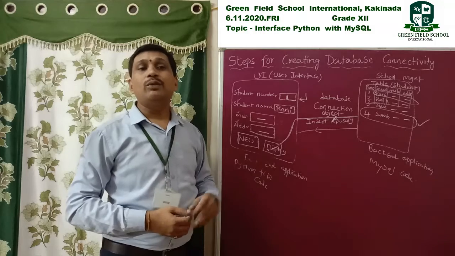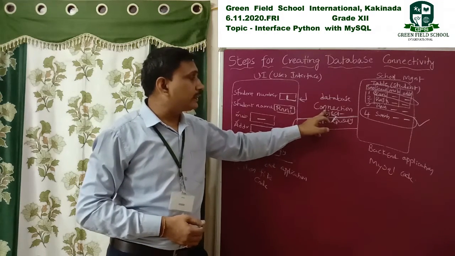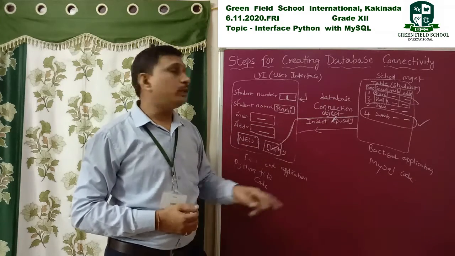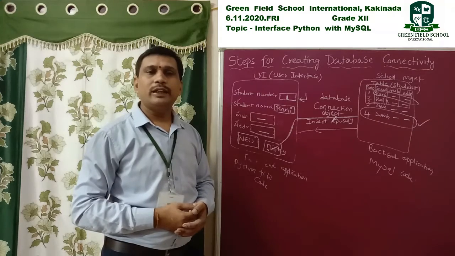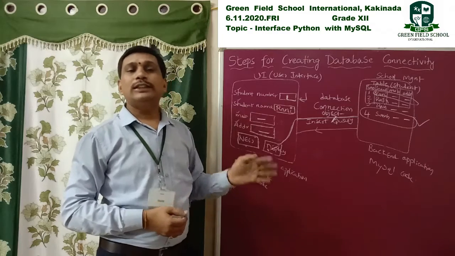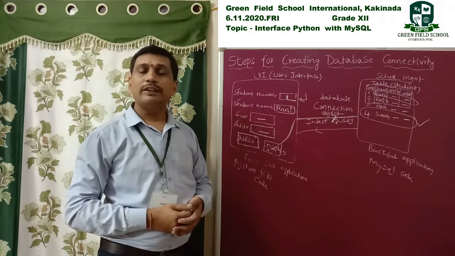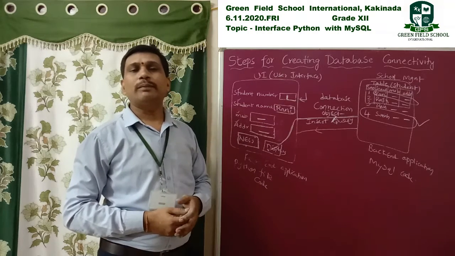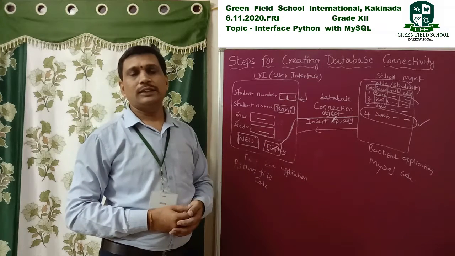In this way, we create one interface. That interface is the database connection object. By using this database connectivity object, we have two-way communication. So this is the concept of interfacing Python with a MySQL database, database connectivity by using the database connection object. Thank you, students.